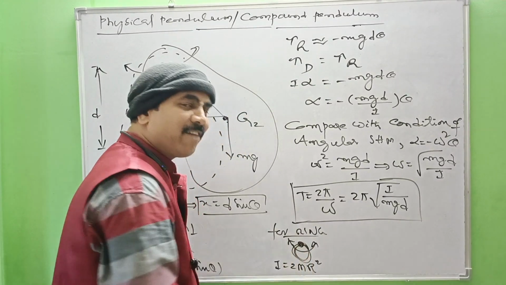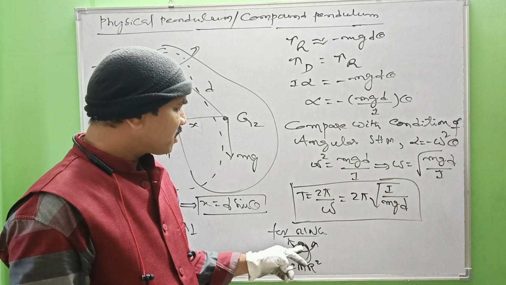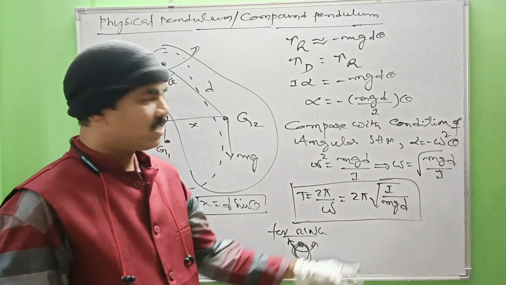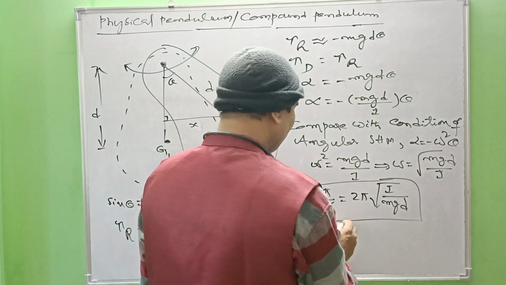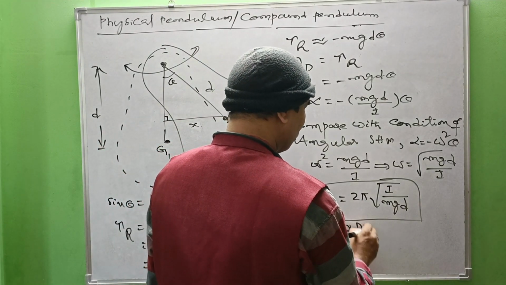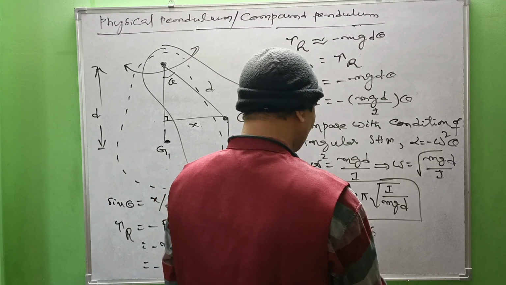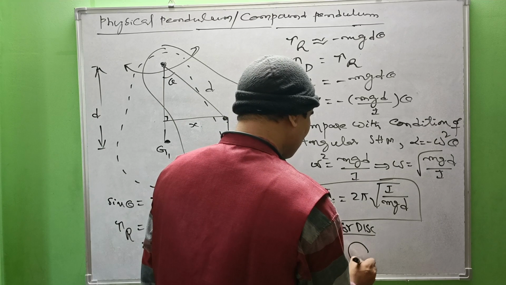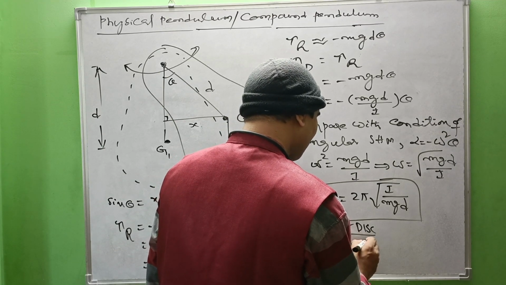2mr square. So the moment of inertia of a thin ring about a normal axis passing through one end is given by 2mr square. We have to substitute 2mr square here. In case of a disc, if I take one uniform disc like this, now this is also hinged somewhere here.